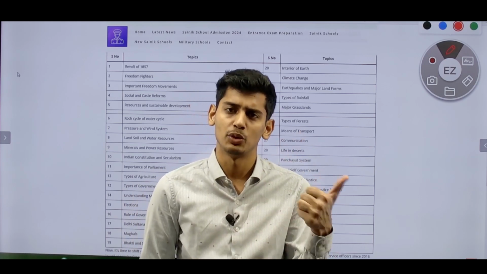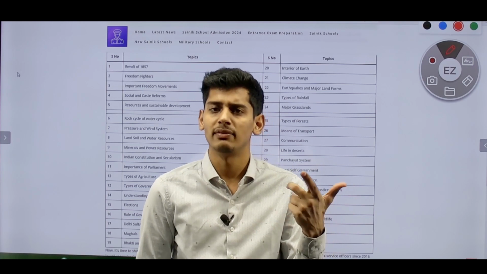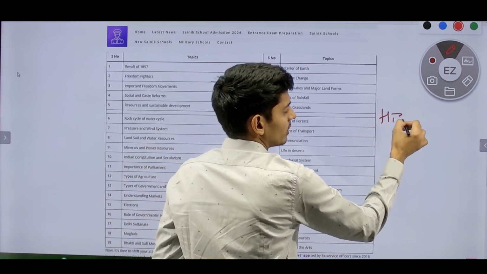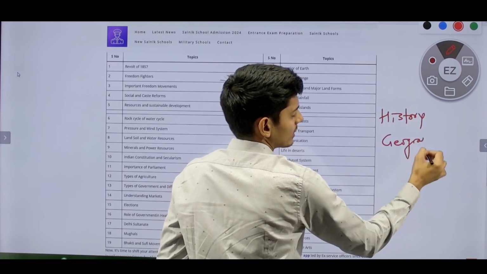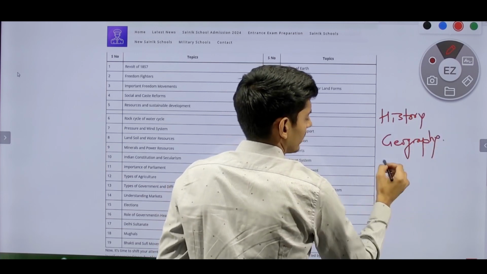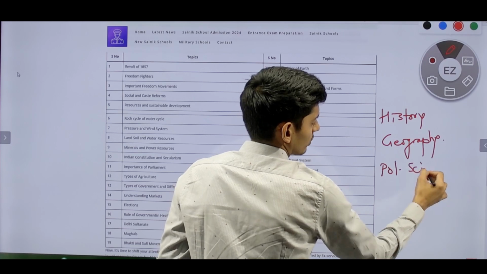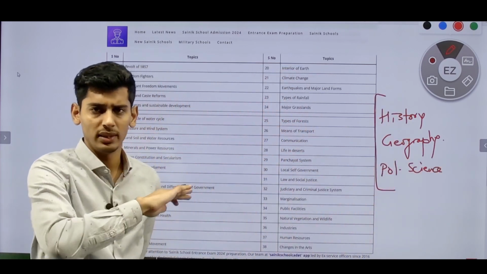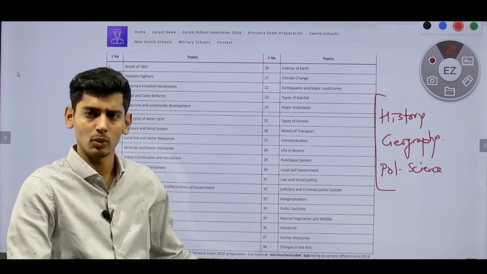The first one is geography, then we have history, and then we have political science. Okay, let me write them down for you. So now what you need to do is to make sense of the syllabus, and then you have all science. To make sense of the syllabus, what you need to do is, from the link which is available in the description box, print it out.